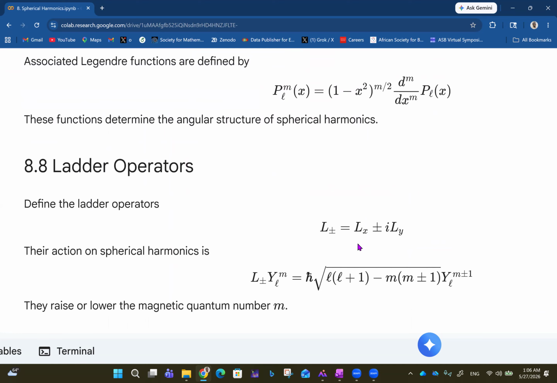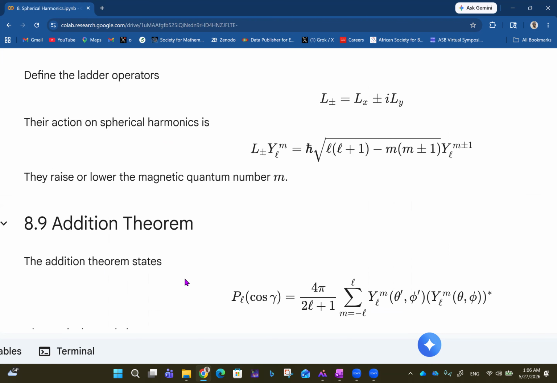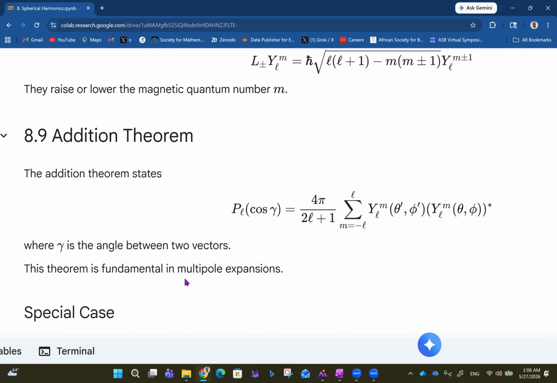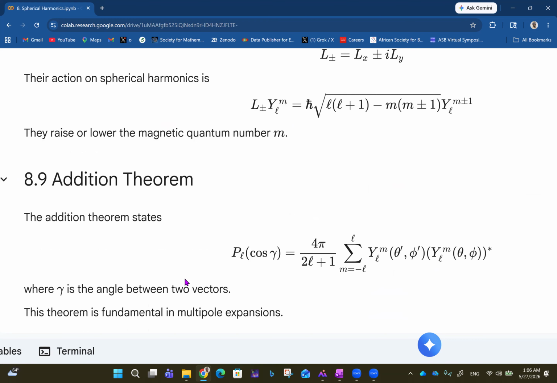Define the ladder operators L plus or minus to be Lx plus or minus i Ly. Their action on spherical harmonics is that L plus or minus acting on Y_LM gives h bar square root of L minus or plus M times L plus or minus M plus 1, multiplied by Y_L,M plus or minus 1. They raise or lower the magnetic quantum number M. That's what ladder operators do. It's like you're climbing a ladder or descending a ladder.